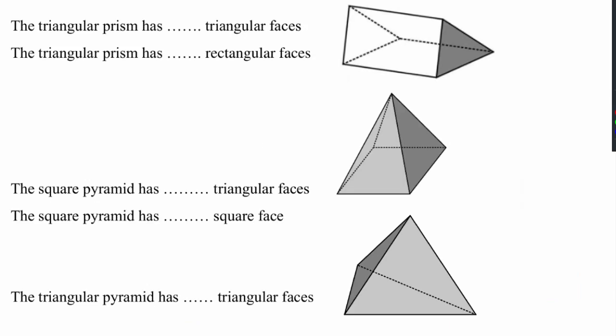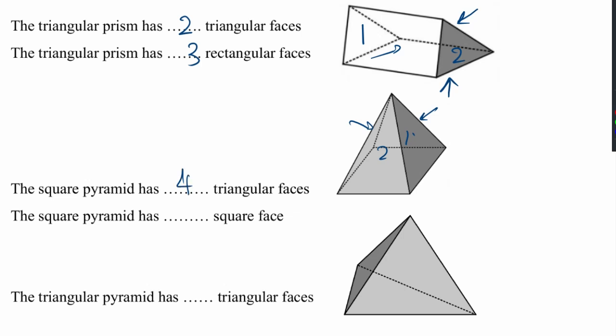The triangular prism has how many triangular faces? 1 and 2. 2 triangular faces. The triangular prism has how many rectangular faces? Count the rectangular faces. 1, 2, 3. 3 rectangular faces. The square pyramid has how many triangular faces? 1, 2, 3, 4. 4 triangular faces.